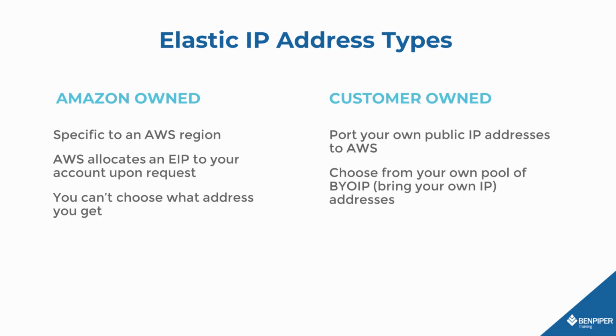Elastic IPs come in two flavors: Amazon-owned and customer-owned. An Amazon-owned elastic IP is tied to an AWS region. When you allocate an elastic IP, AWS picks the address for you. It does not give you any choices. It's not like when you get a cell phone, you get to pick from a list of phone numbers. What you get is what you get.